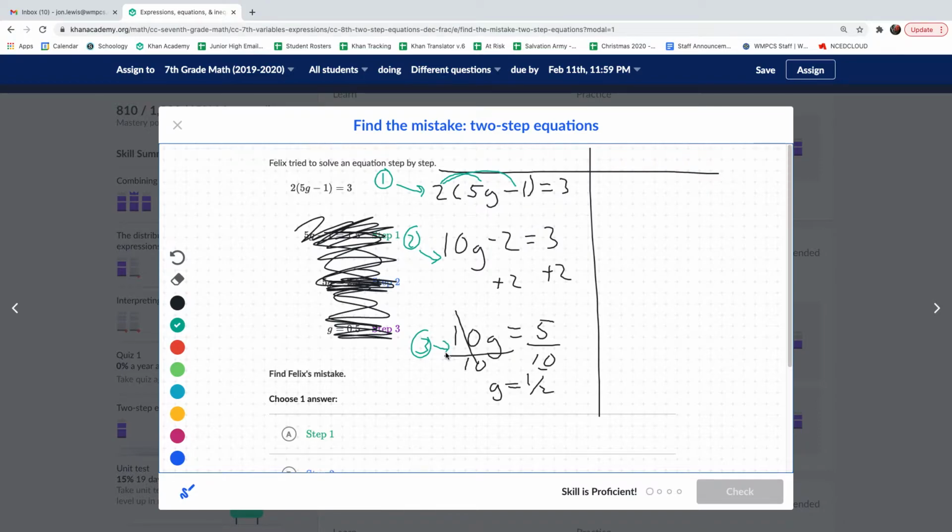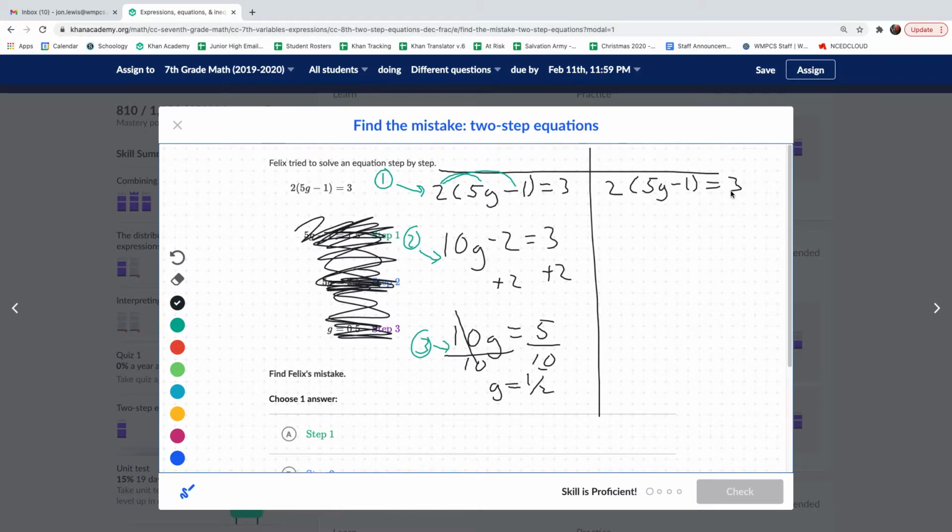So this was one way of doing it. It's kind of funny that we had 3 steps for a 2-step equation, but that's okay. That's one of the most common ways of doing it. Now I'm going to show you the second way. We're going to do the same problem: 2 times 5g minus 1 equals 3.